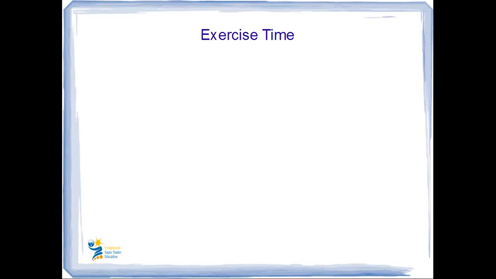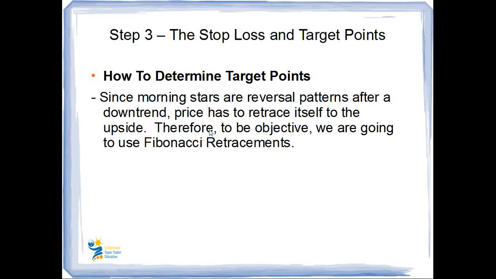Part now is we need to determine target points. Since morning stars are reversal patterns after a downtrend, price has to retrace itself to the upside. Therefore, in order for us to be very objective, we are going to use Fibonacci retracements. They are very powerful because they dictate approximately, I say approximately, since Fibonacci doesn't designate the actual real number of when the price goes into there. Those numbers are just an approximation of where it can lead to.